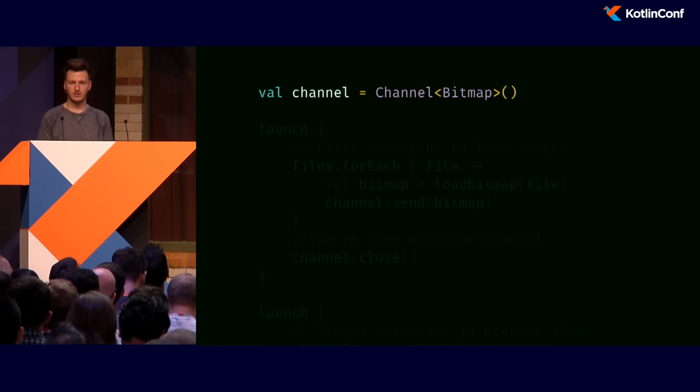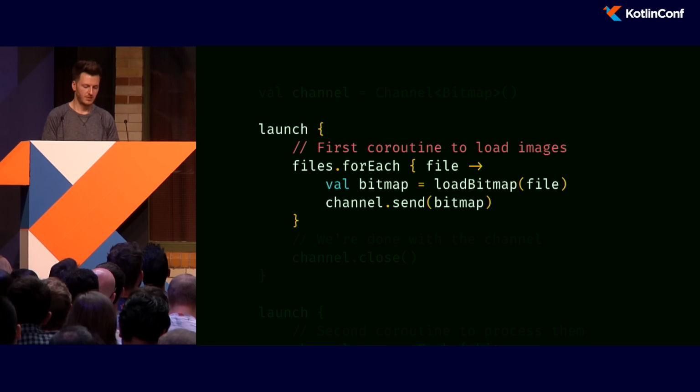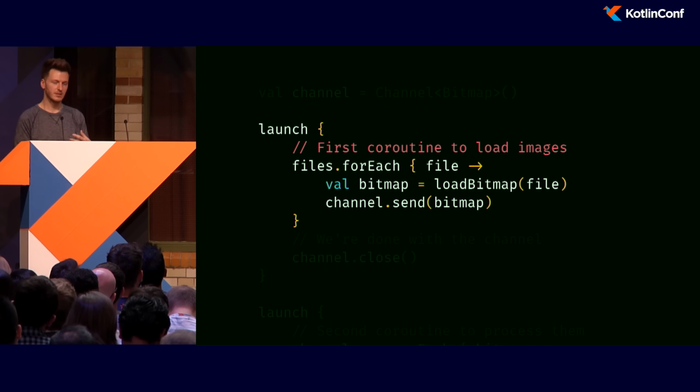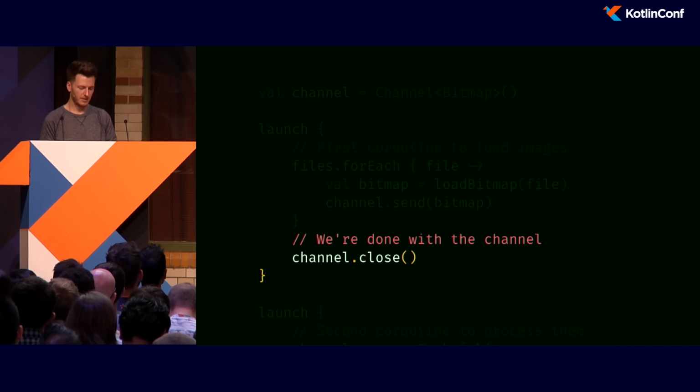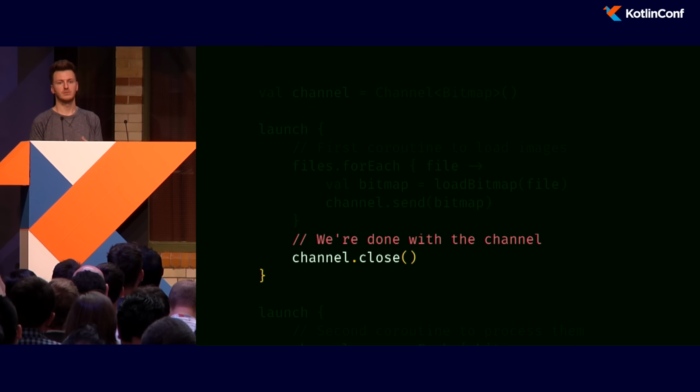So if we go for a quick example of how you can send and consume them, we'll create a channel. And this channel is going to be of Bitmap. Our first one is our sending side. So we're going to launch a coroutine, and that is going to iterate through a list of files and then just load them. It's going to read them from disk and then send them to the channel. It's pretty simple, really. Finally, once we've consumed all of those files, we need to close the channel. We need to explicitly say channel.close.